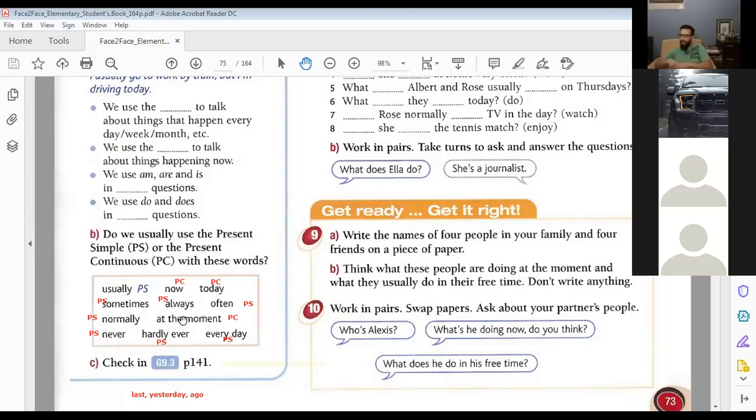For example, I always drink coffee. I sometimes wake up at 9 o'clock. Or for example, I normally watch football with my friends at the weekend. I usually like to have a nap at 3 o'clock.